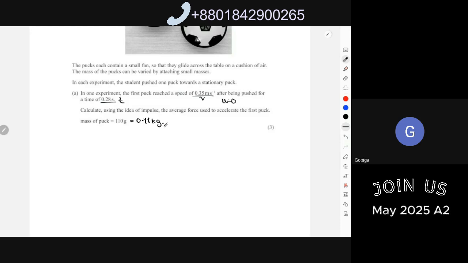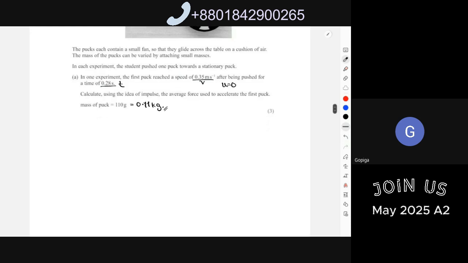So, in order to find the average force that was exerted on this first particle to reach this 0.35 meters per second speed, it can be calculated using m(v minus u) over t. 0.11, as u was entirely 0, this is going to be 0.35 over 0.28. That is 0.1375 Newton. But obviously, I cannot accept my answer in four significant figures.